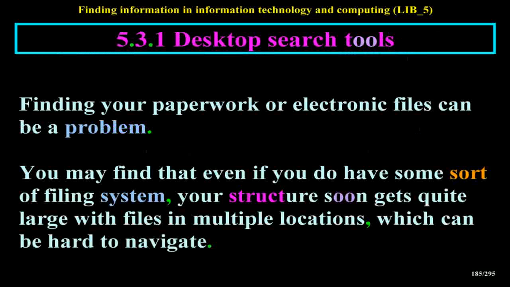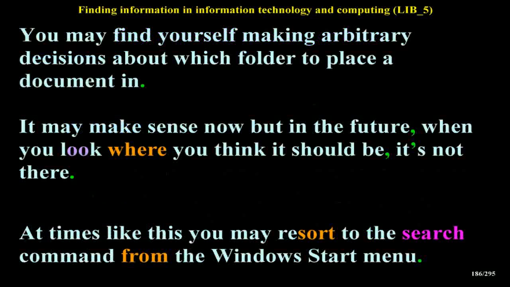5.3.1. Desktop search tools. Finding your paperwork or electronic files can be a problem. You may find that even if you do have some sort of filing system, your structure soon gets quite large with files in multiple locations, which can be hard to navigate. You may find yourself making arbitrary decisions about which folder to place a document in. It may make sense now, but in the future, when you look where you think it should be, it's not there. At times like this you may resort to the search command from the Windows Start menu.